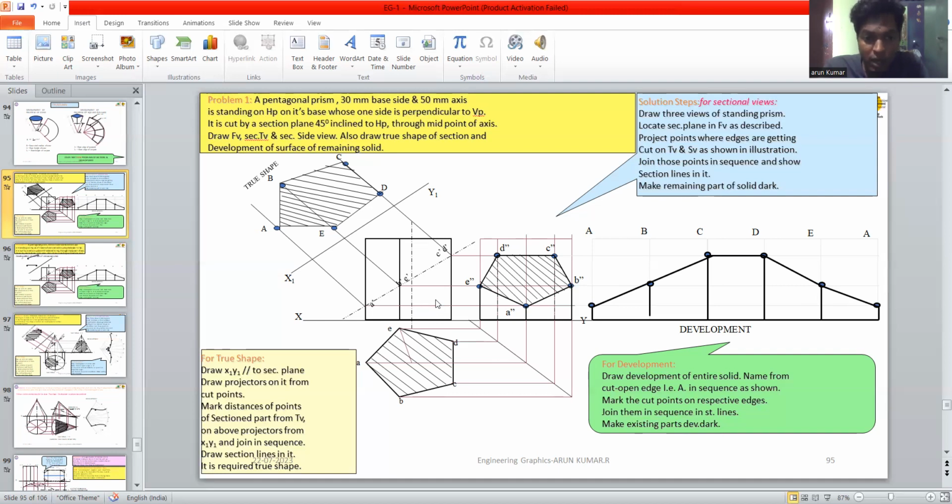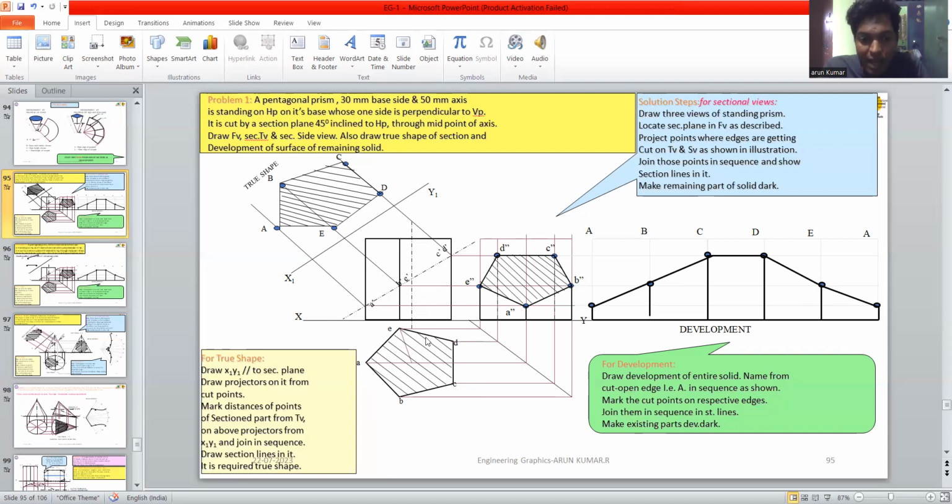Here the top view is a pentagon, but the condition is that one of the sides is perpendicular to VP. According to this condition, I have to draw the pentagon with a base side of 30 mm. The pentagon is named A, B, C, D, E. After completing the plane, that is the top view, you have to project all the corners A, E, D, C, B towards the XY line.